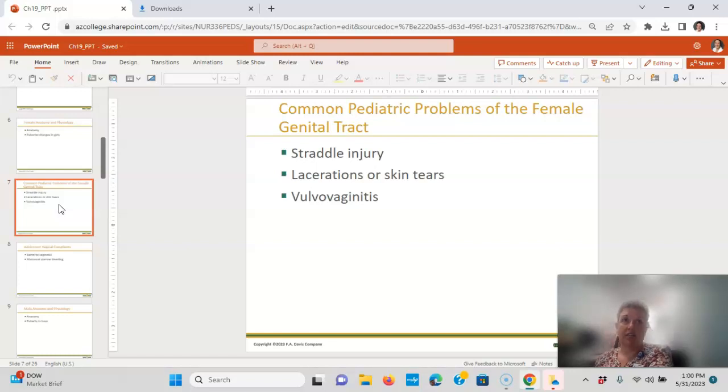So, straddle injury. When we talk about straddle injury, just think about it as saddle injury. If I was on a saddle and I came down quickly on it, like a bike, like monkey bars, like a horse saddle, it could have issues. So it's a fall over a blunt object in which tissues are compressed between the bone and the blunt object. Common in school age, common on the monkey bars, common on a bike.